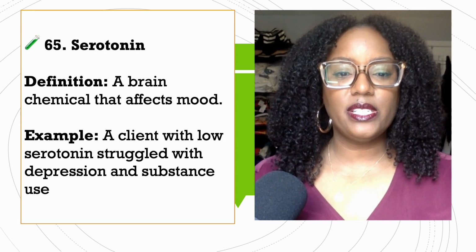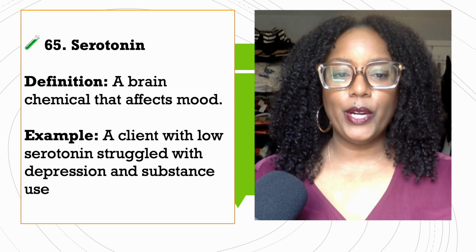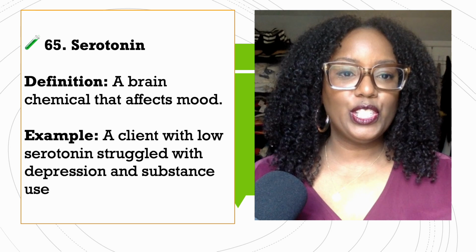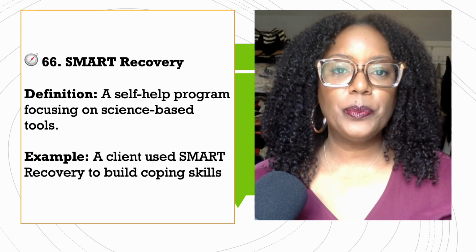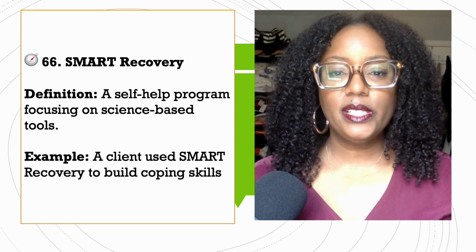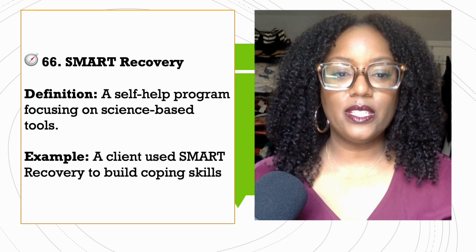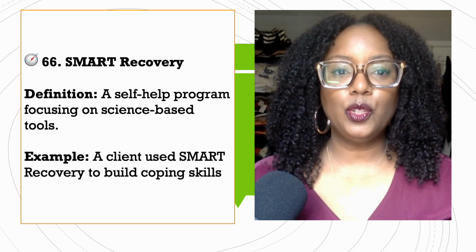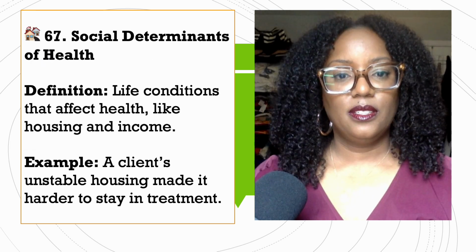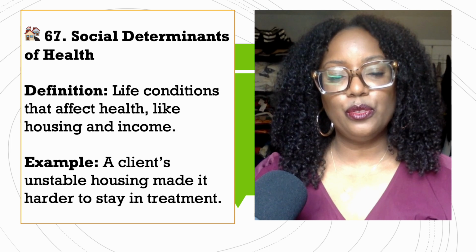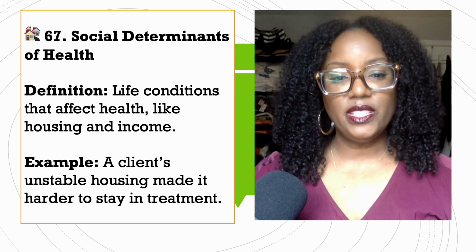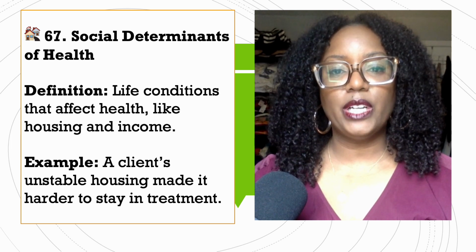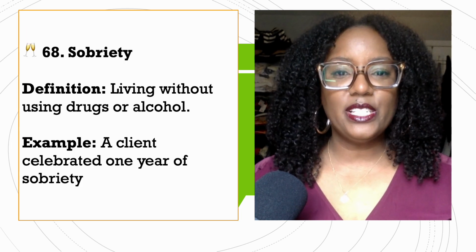Term 65 is serotonin. Serotonin is a brain chemical that affects mood. Low levels can make people more vulnerable to depression and substance use. Term 66 is SMART Recovery. This is a self-help program focusing on science-based tools. It also focuses on personal responsibility and practical ways to maintain recovery. Term 67 is social determinants of health. These are life conditions that affect health, like housing and income. It also influences recovery. Term 68 is sobriety.